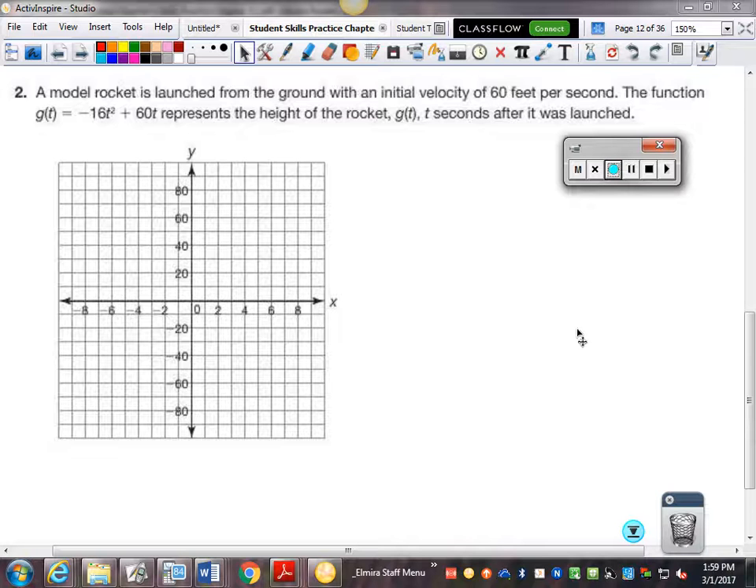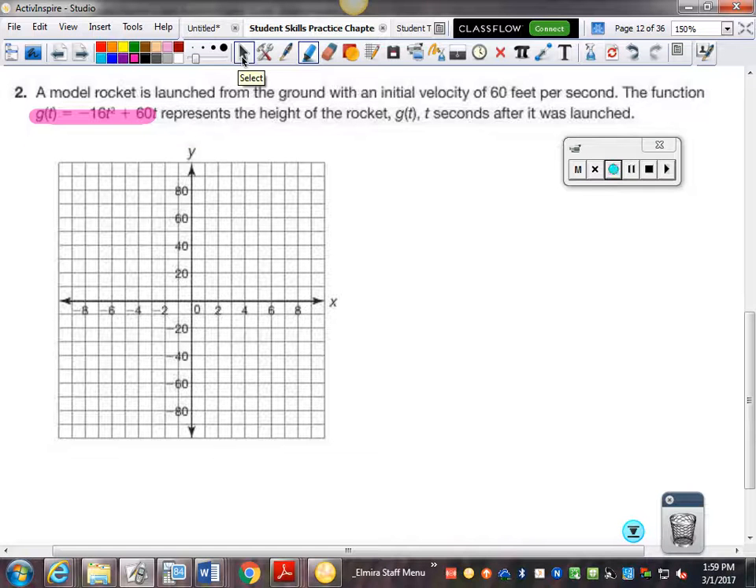Okay, I'm going to start fresh with problem 2 instead of going to problem 1. It says a model rocket is launched from the ground with an initial velocity of 60 feet per second. The function, and they tell you what the function is, right here, represents the height of the rocket, g of t, t seconds after it was launched. And they give you a graph that's numbered. Alright, so this is calculator work, guys.